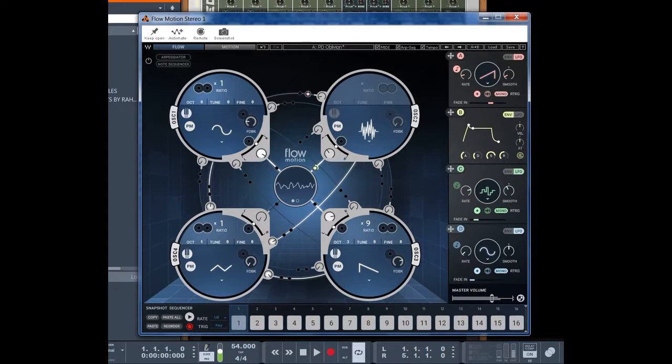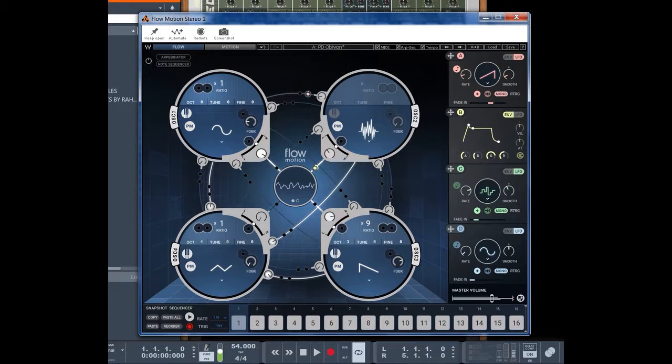Okay, this is Flow Motion. Now, this is dope. I still have to learn how to use it, but I've used it in a couple of songs and it came out dope. I'm going to get into it, and it's by Waves. It cost me $29. I'm telling you, the EDM world would love this thing.